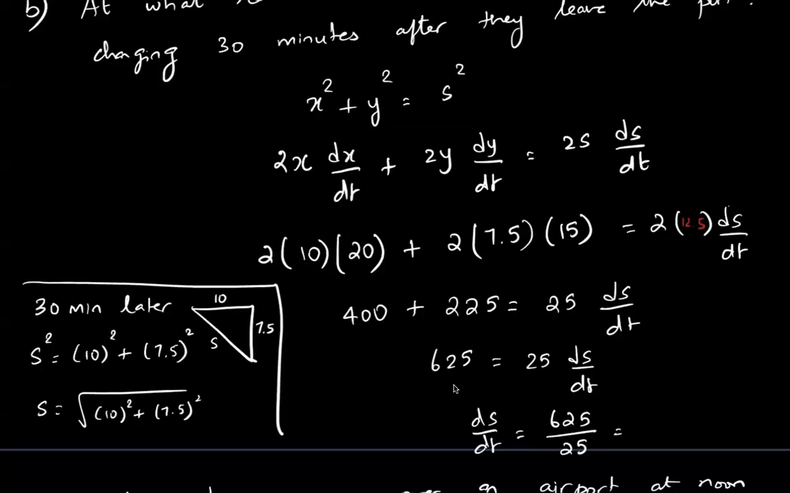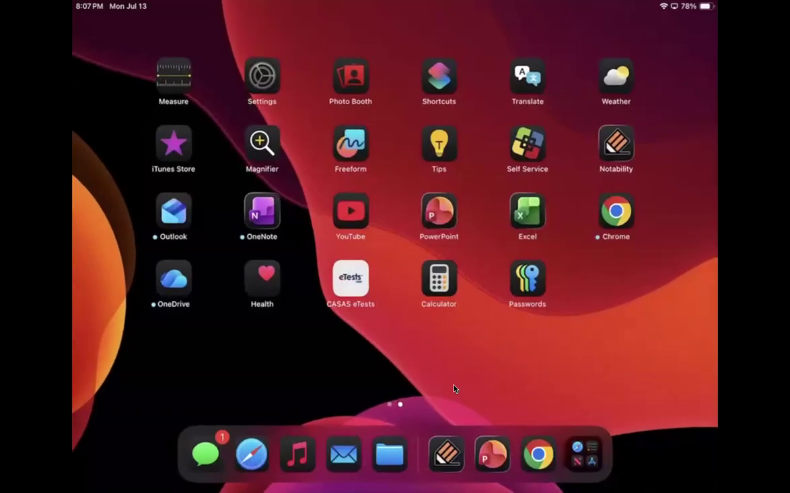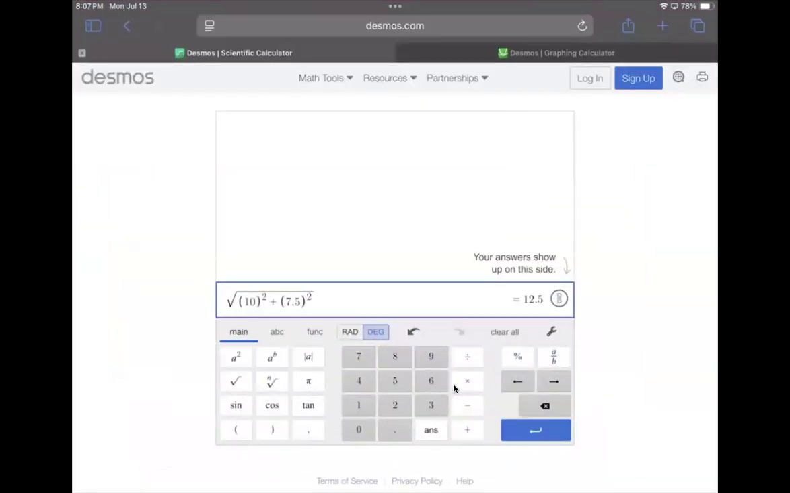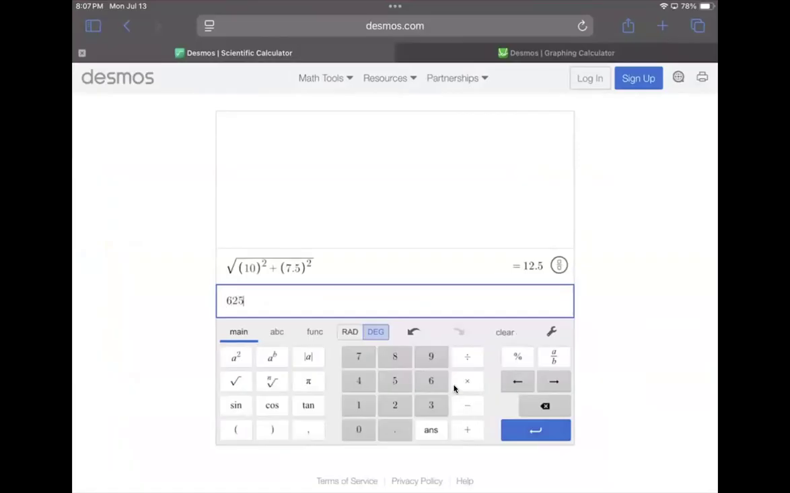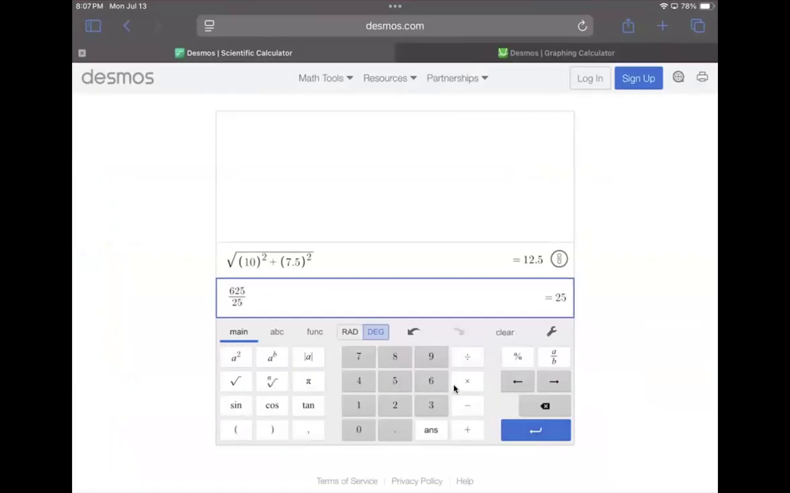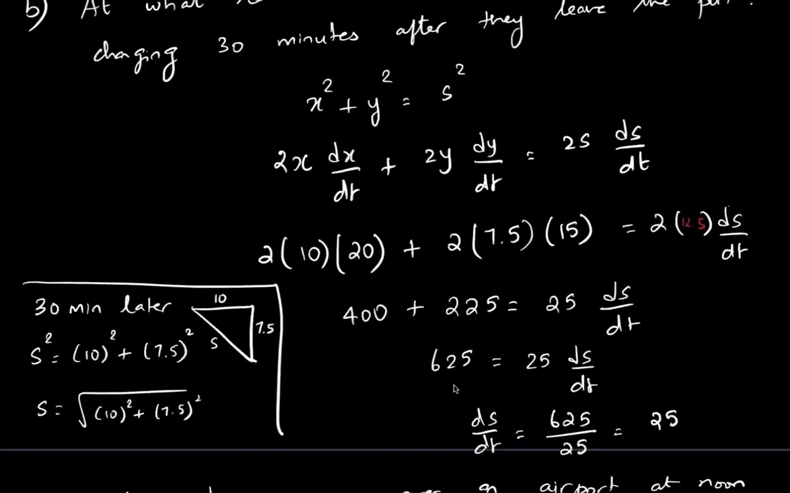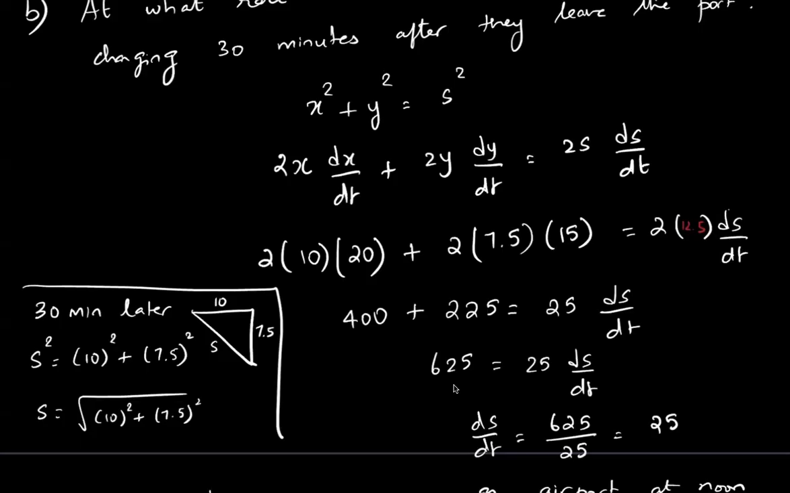Okay, so if you want, you can go back and use a calculator for this, even though you might not need that. So you have 625 divided by 25, which is 25. So I have 25 miles per hour is the rate at which the distance between the two boats is changing. Okay, makes sense? All right.